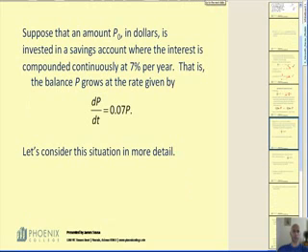Let's go ahead and take a look at an example. Suppose that an amount P sub 0 in dollars is invested in a savings account where the interest is compounded continuously at 7%. Well, if that's true, if it's compounded continuously at 7% per year, then we can conclude that the derivative of P with respect to t would be 0.07 times our function P. The continuous interest rate would be our value of k.